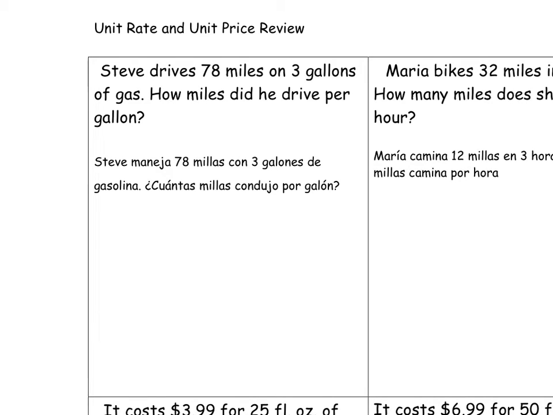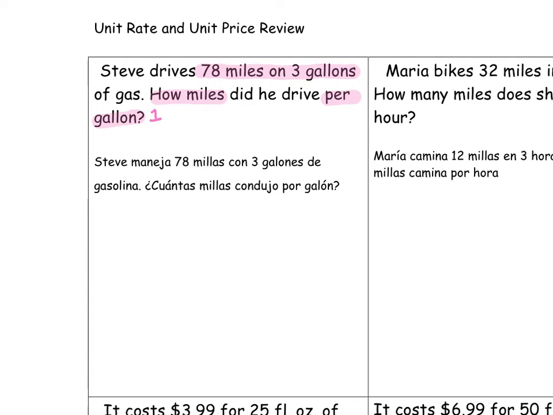So the first word problem says Steve drives 78 miles on 3 gallons of gas. How many miles did he drive per gallon? So let's go ahead and highlight that information. We have 78 miles and 3 gallons. And the question is, how many miles can he drive per gallon? And as we've talked about recently, when they say per gallon, they're talking about 1 gallon.